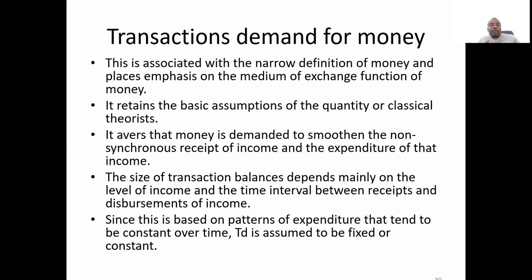People receive money usually once or twice a month, but they have to spend on a daily basis on transport and other things which they need, goods and services in the economy. The size of transactions balances depends mainly on the level of income and the time interval between receipts and disbursements of income, which is what I was just explaining.